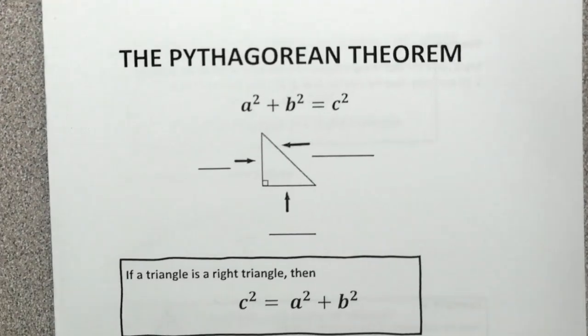Pythagorean theorem, you have learned a long time ago. At the end of class, I'm actually going to play a video. But what is Pythagorean theorem? A squared plus b squared equals c squared.